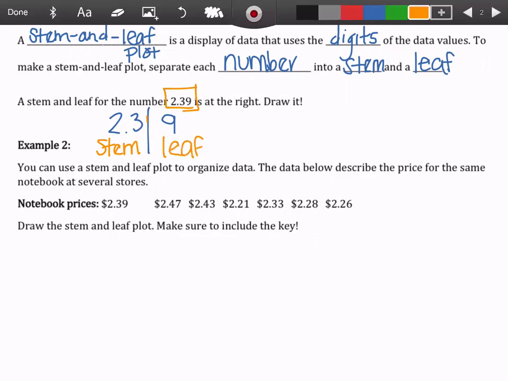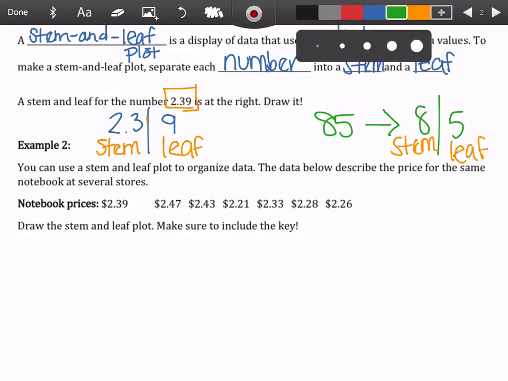That's how you can make a stem and leaf plot for a number containing a decimal. If we didn't have a decimal, let's say we had 85. To arrange 85 as a stem and a leaf, we would have 8 and then line 5. So 8 would be your stem, and then your 5 would be your leaf.